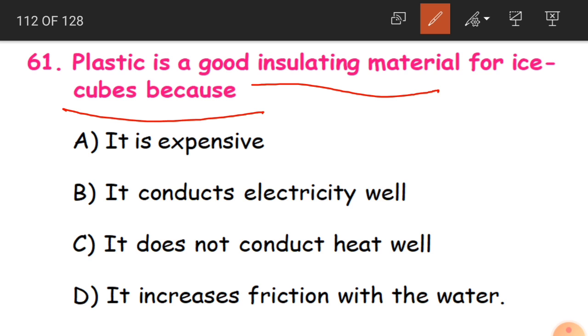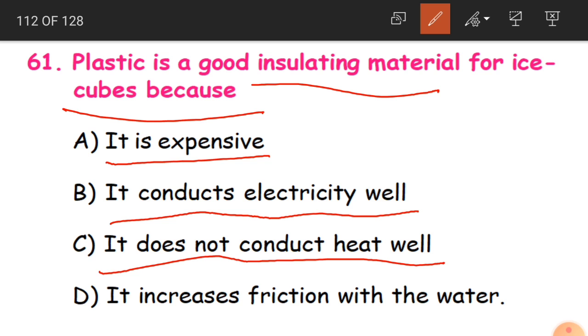So why is plastic a good insulating material for ice cubes? Because it is expensive, it conducts electricity well, it does not conduct heat well, or it increases friction with the water. The answer is C. It does not conduct heat well. Suppose you put ice cubes in a plastic container, they are not going to melt very fast because it does not conduct heat well. Clear, children? So this is the answer.